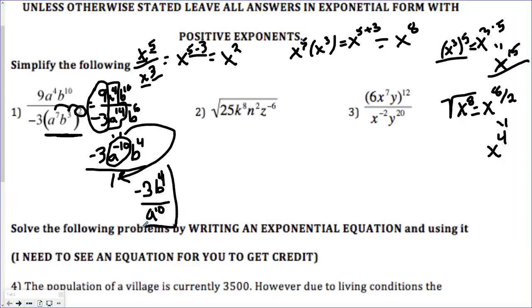And that would be my final answer, because that has all of the reduced terms, and there's no negative exponent. I can have a negative number, I just can't have a negative exponent. And again, this is a lot easier to look at than this, which is why it's called simplifying.